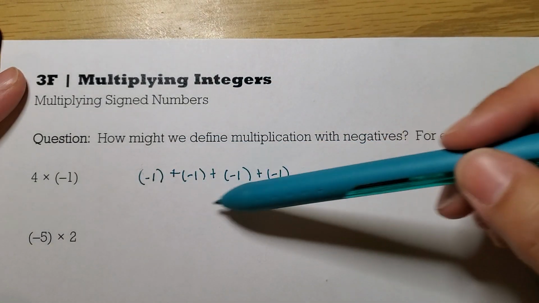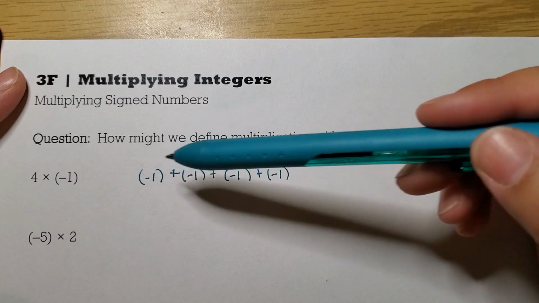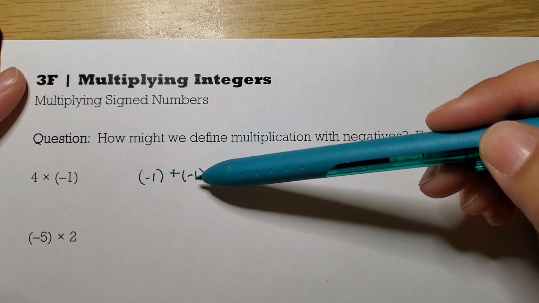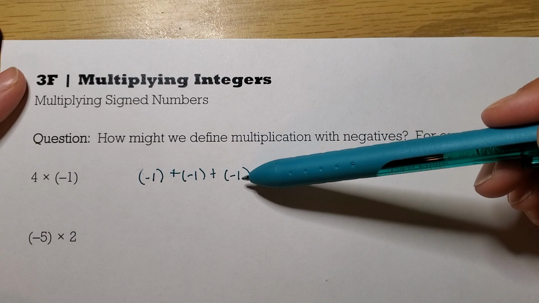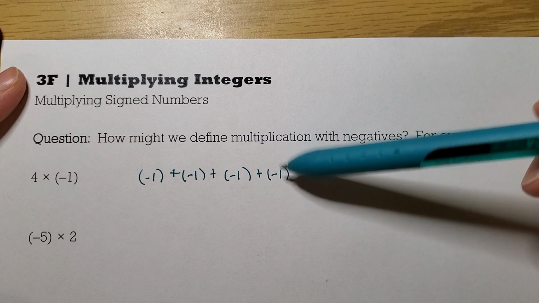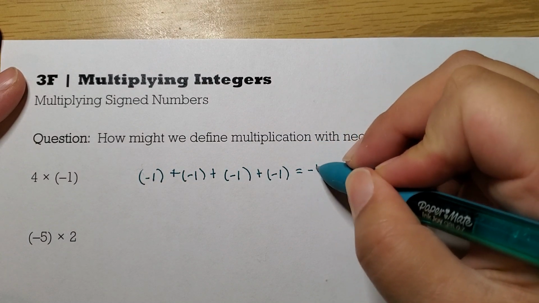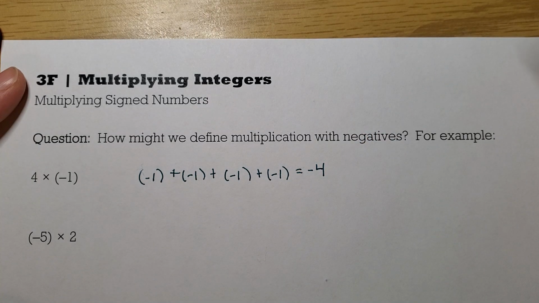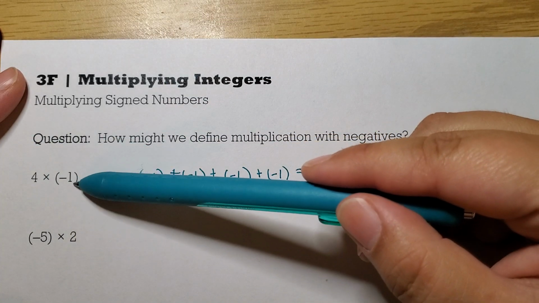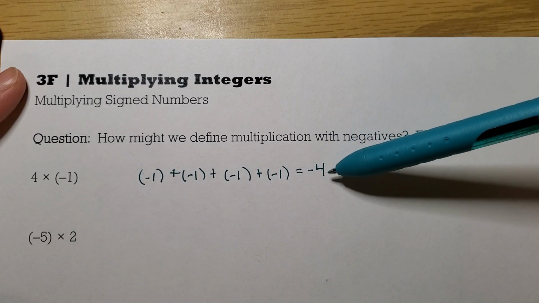Since all the signs are the same, negative 1 plus negative 1 is negative 2, plus another negative 1 is negative 3, plus another negative 1 would be negative 4. So that means 4 times negative 1 is going to give us a negative 4.